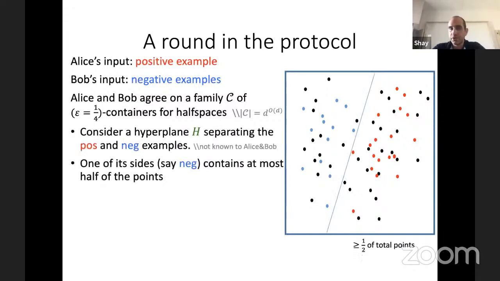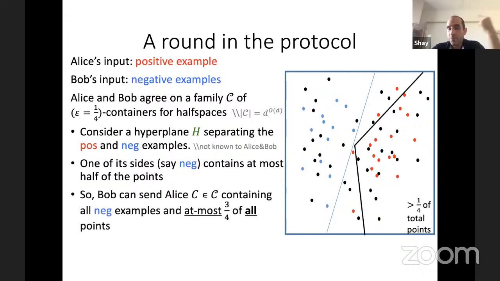So here's the idea. Consider a hyperplane H which separates the positive and negative examples. This hyperplane is not known to Alice or Bob, we just imagine it for now. One of its sides contains at most half of the points in U, in the domain. This hyperplane partitions the domain into two sets, and one of them is not larger. Let's assume it's the negative side, the side of Bob. It contains at most half of the points.